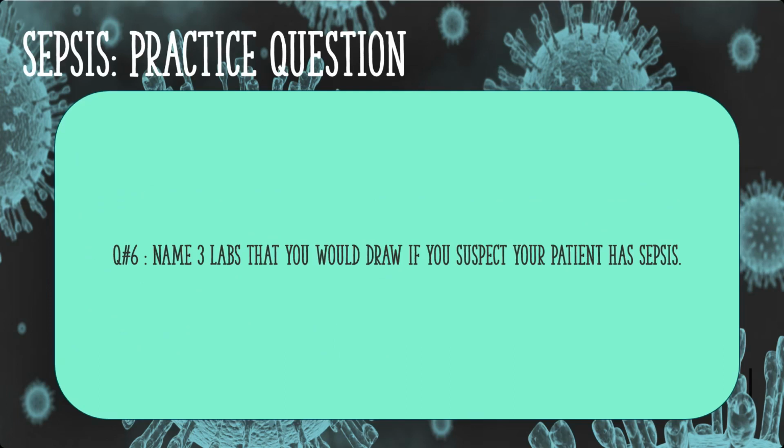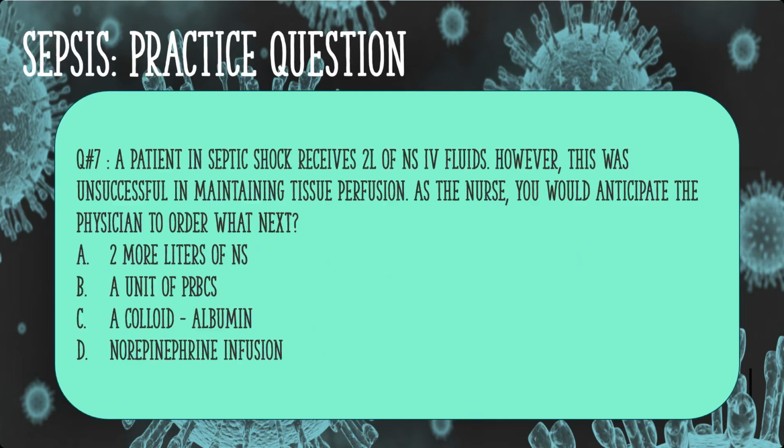All right. Number 7, a patient in septic shock receives 2 liters of normal saline IV fluids. However, this was unsuccessful in maintaining tissue perfusion. As the nurse, you would anticipate the physician to order what next?